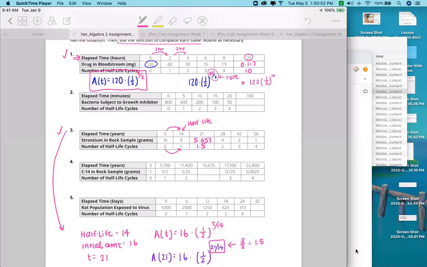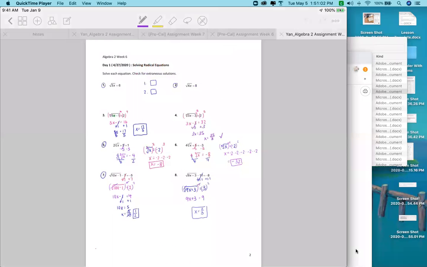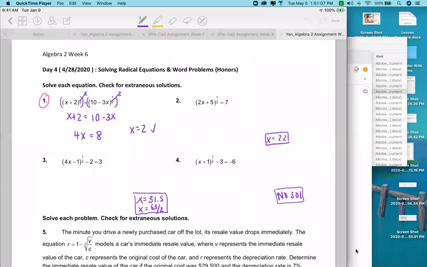Okay, so Adriana, I'm gonna go over the week 6 homework. Okay, Adriana, 1 through 4, is there any questions that you want me to go over with you? For number 4, you got no solution, but I got x equals 8. Yeah, so x is equal to 8, but did you substitute it back in to see? Yeah, and I got 9 equals 9. I don't know if I did it wrong.